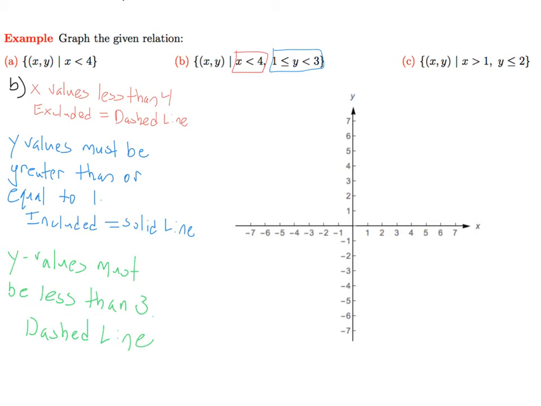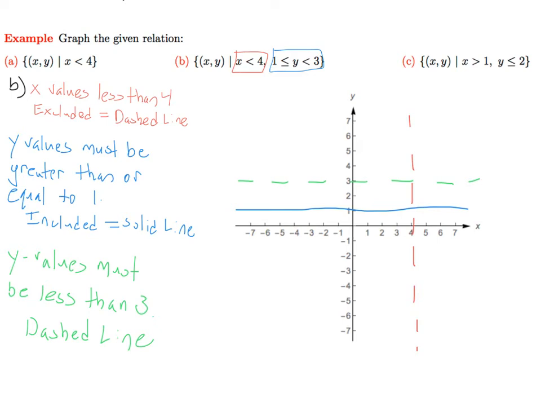So putting each of these boundaries in red, we have values must be less than 4. So here's x equals 4. Let's put a dashed vertical line through that. We have a solid line that y is equal to 1. And then we have a dashed line that says y is less than 3. Okay, so here are our boundaries, and we need to be careful. Do I shade in stuff here or over here?